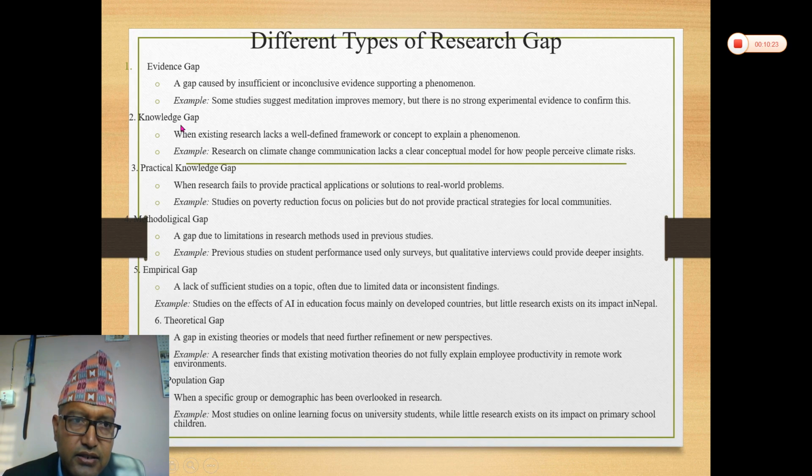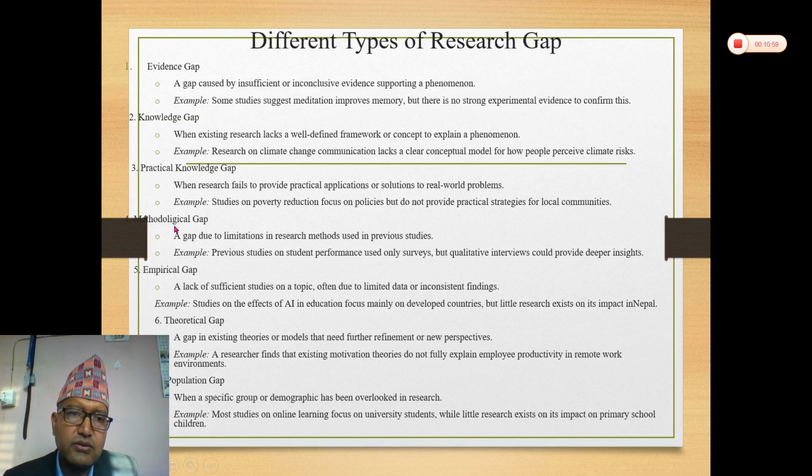And second, knowledge gap, when existing research lacks a well-defined framework or concept to explain a phenomenon. Example, research on climate change communication lacks a clear conceptual model of how people perceive climate risks. Third, practical knowledge gap, when research fails to provide practical application or solution to real world problems. Example, studies on poverty reduction focus on policies but don't provide practical strategies for local communities.